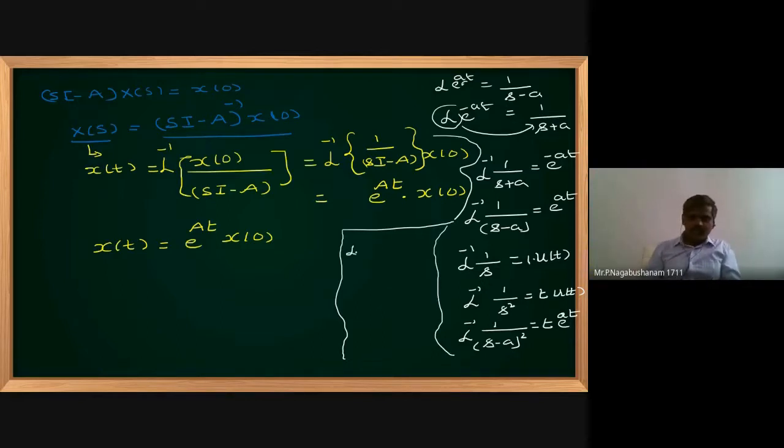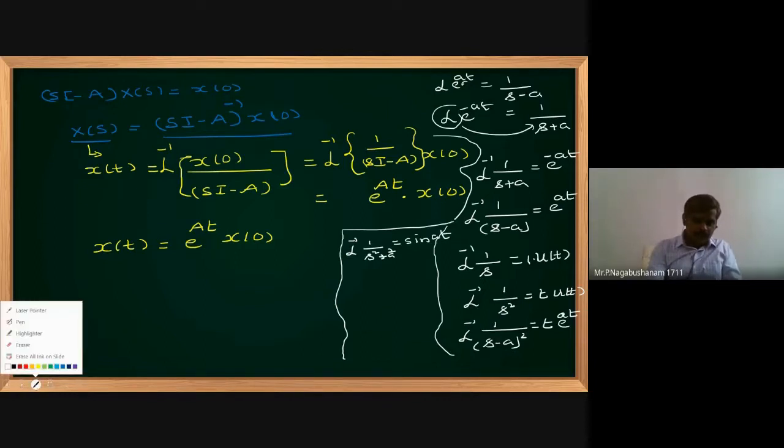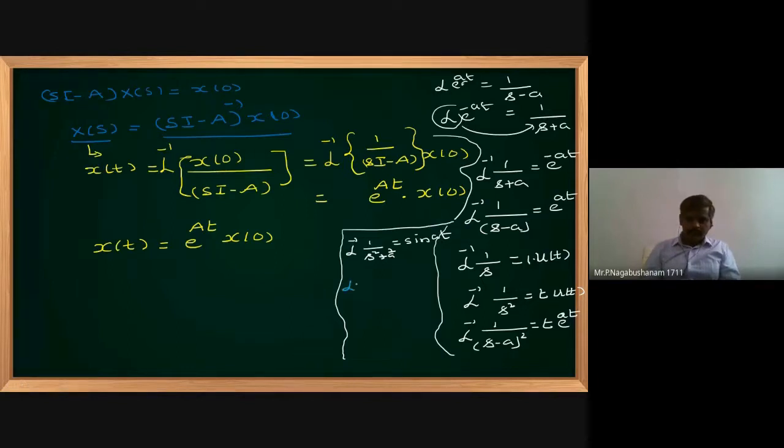Next one, L inverse of 1 by (s square plus a square). This is nothing but sin at. Next one, L inverse of s divided by (s square plus a square) equals cos at. Yes, these are the formulas required to solve the problems in state space analysis.